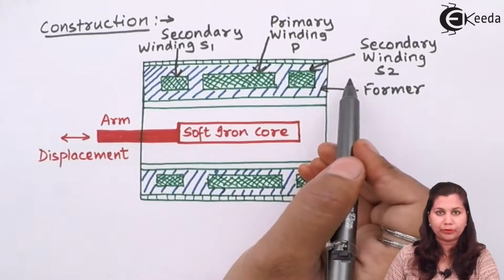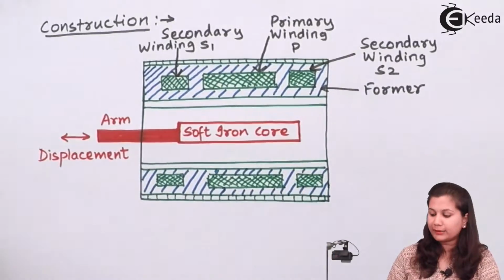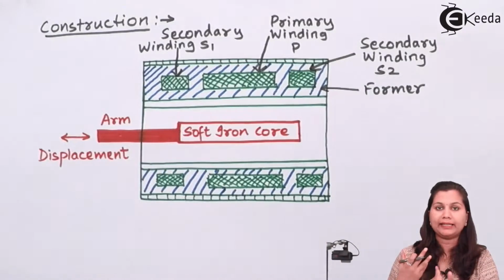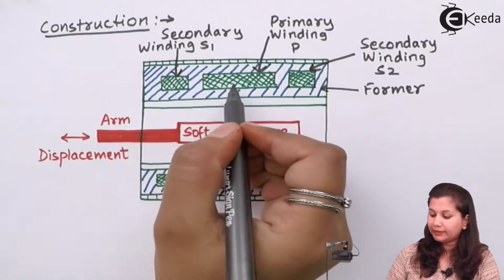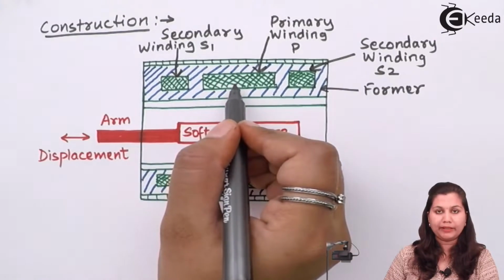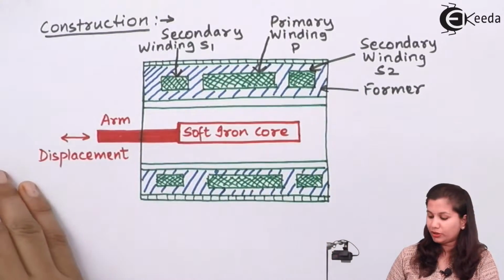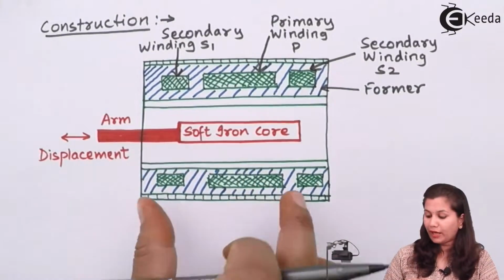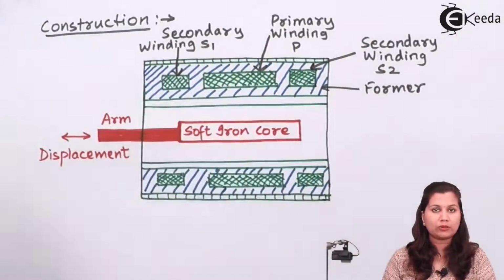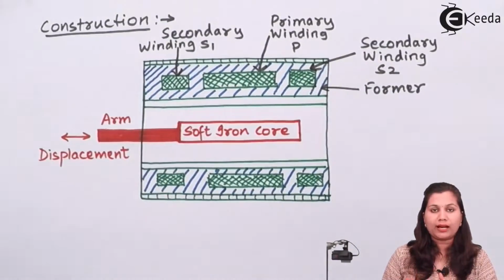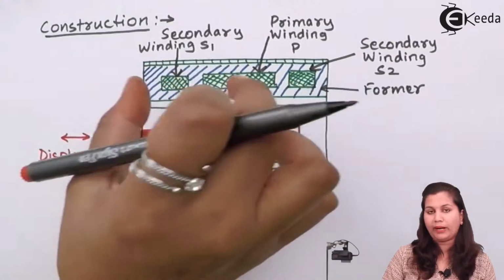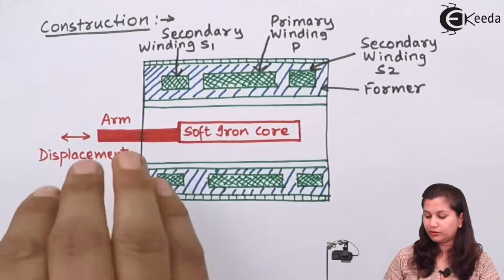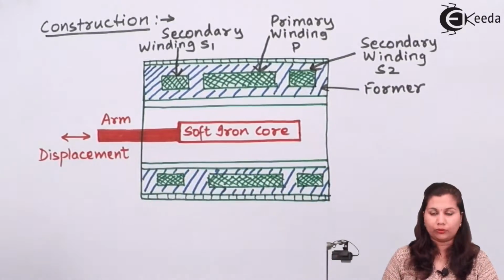The output voltage is measured between the two secondary windings. The input voltage is applied to the primary winding, which means the primary winding is excited by an alternating voltage, and a magnetic field is generated. When displacement is given to the soft iron core, the flux linked with each of these windings also changes, so the output voltage from these two windings changes, and by measuring the output voltage, we can measure the displacement of the soft iron core.